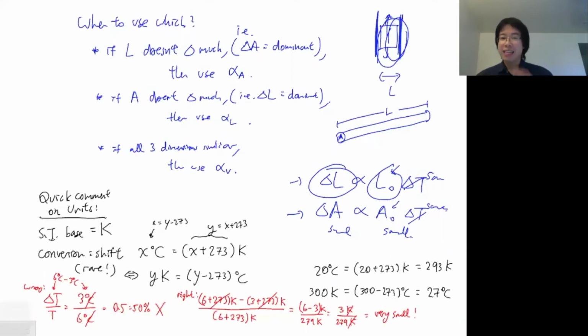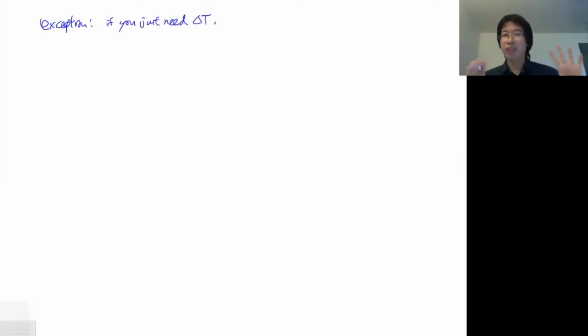All right. Now, sometimes there's an exception. If you know what you're doing, you don't have to convert it to Kelvin every time. So what is the exception? The exception is this. If you just need delta T, not delta T divided by some other temperature, but delta T on its own, okay?